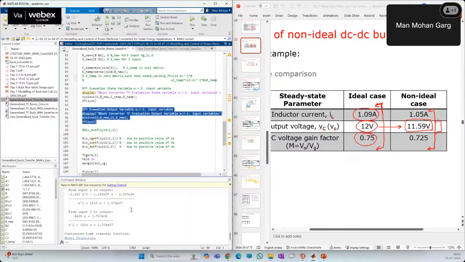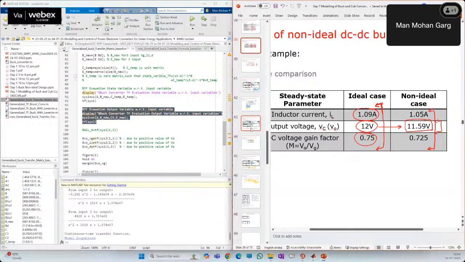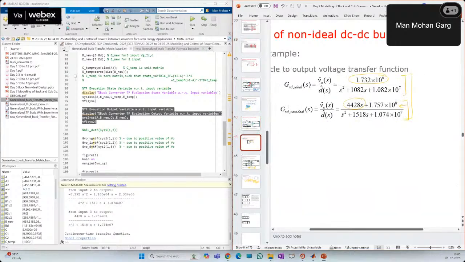So if I evaluate this, then I am getting 3 transfer functions further. The first one is V node upon Vg, the second one is V node upon I node, the third one is V node upon D.